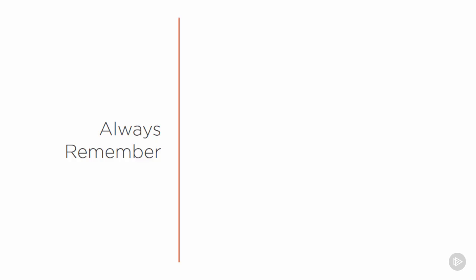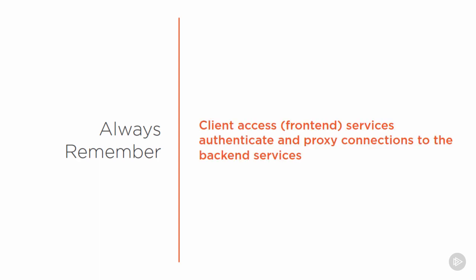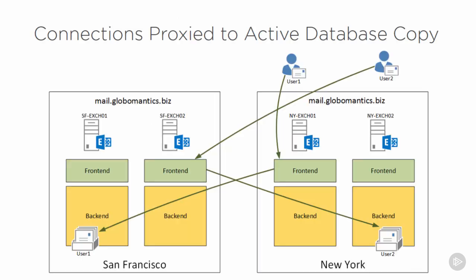As we go through this module, and whenever you're thinking about load balancing or where you're directing your client access traffic for Exchange 2016, just remember that the client access services, which are also known as the front-end services, only authenticate and proxy connections to the back-end services. And what that means is no matter which front-end service a client connects to, they'll always be proxied to the mailbox server that is currently hosting the active database copy that hosts their mailbox.